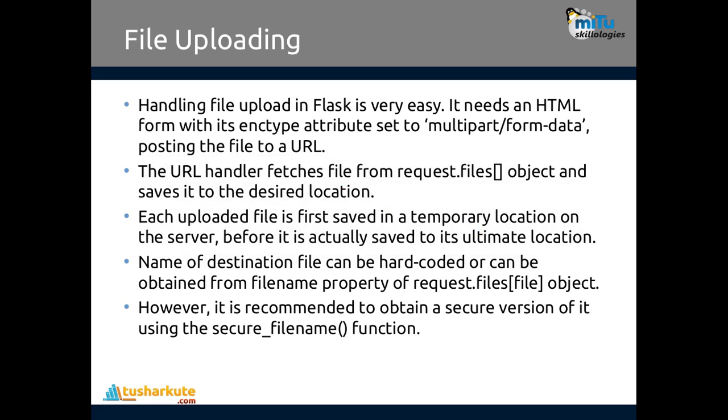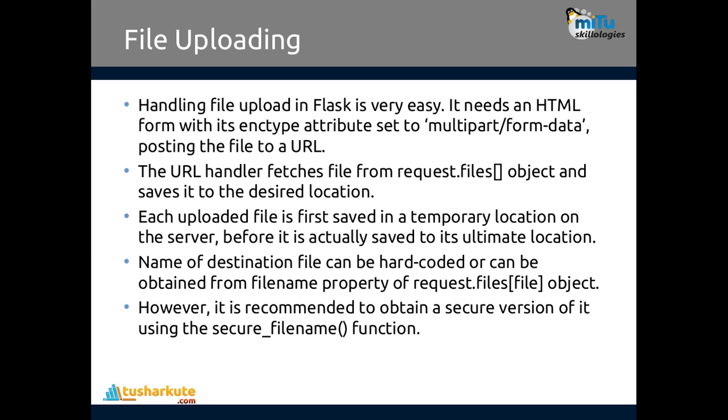So let's continue. Handling a file upload in Flask is actually very easy. It needs an HTML form which has its enctype attribute set to multipart/form-data, posting the file to the URL. If you are already aware of this particular concept, you have to specify the enctype, and the enctype should be multipart/form-data. The URL handler fetches the file from the request.files object. We have seen the request object concept, and inside that, files is present, which will contain the names of the files which you have to upload, and save it to the desired location.